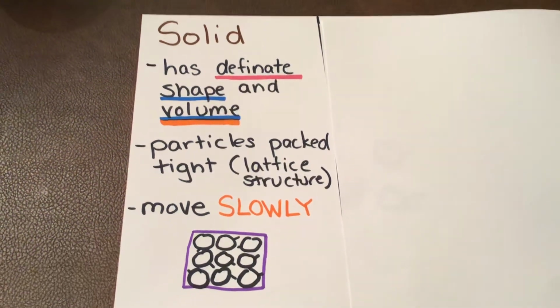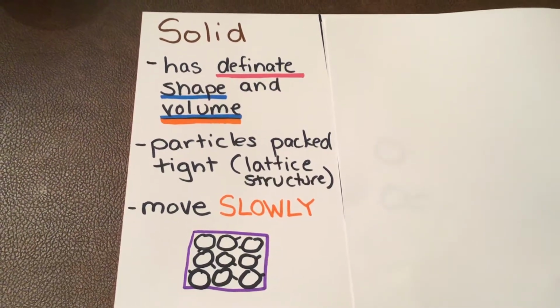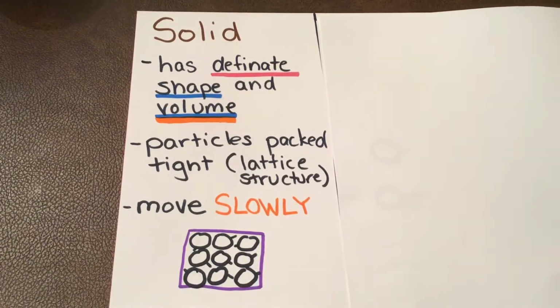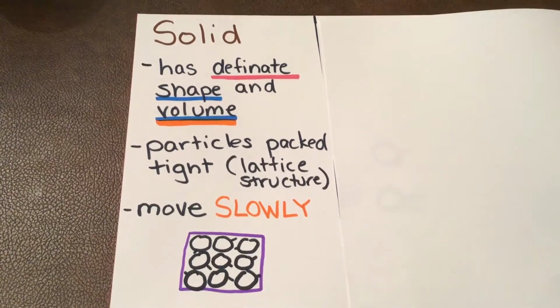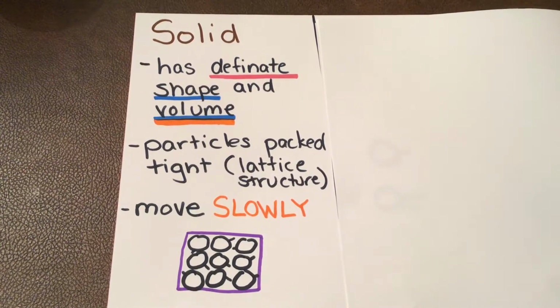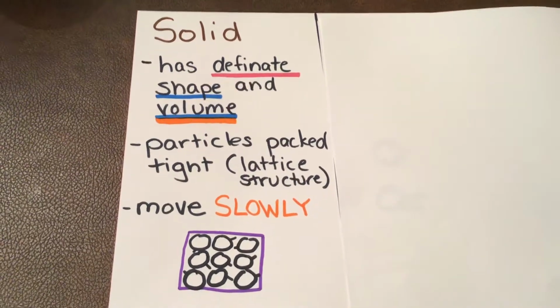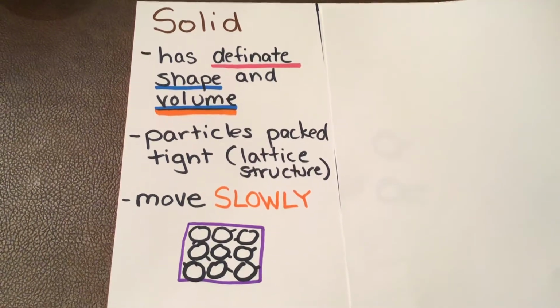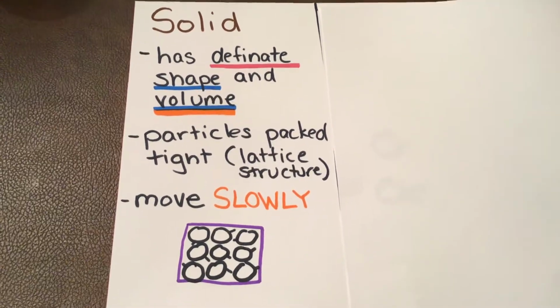So now I want to talk to you a little bit about solids, liquids, and gases and how they differ, and then we're going to look at some particle diagrams. So solids have a definite shape and a definite volume. The particles are packed very, very tightly together, and we call this a lattice structure, and they move really slowly.